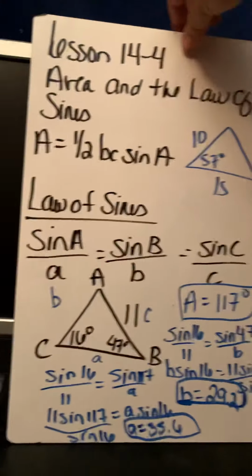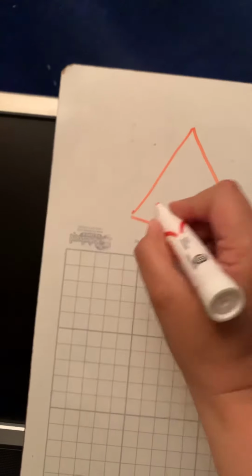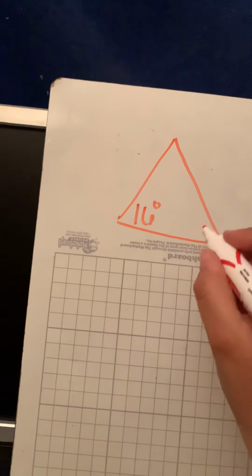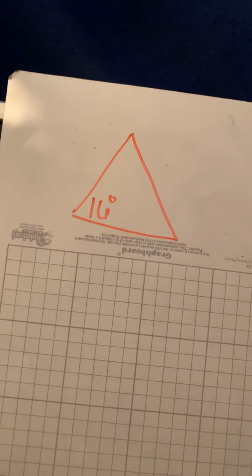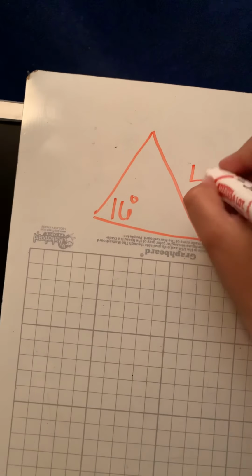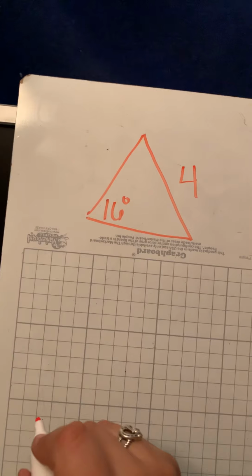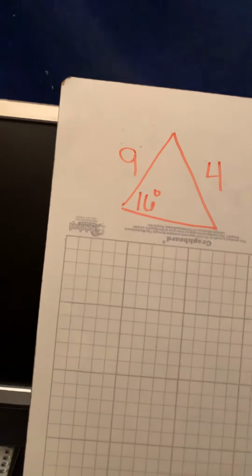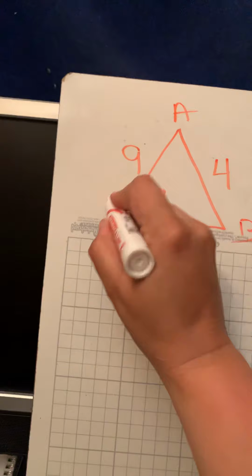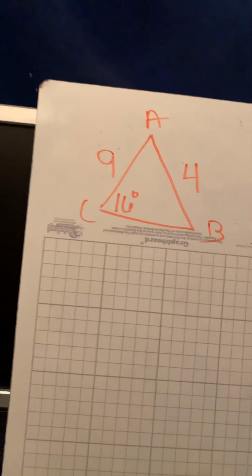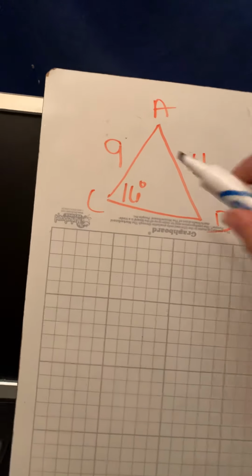Okay? Now, what happens if we have an oblique triangle that looks like this? Let's do this one here. Okay, so A, B, C. Now we're trying to find some angles. So again, we've got a 16 here. So set up that ratio.